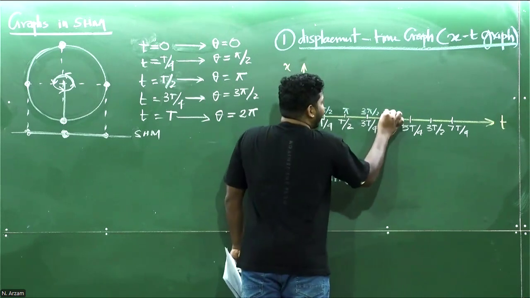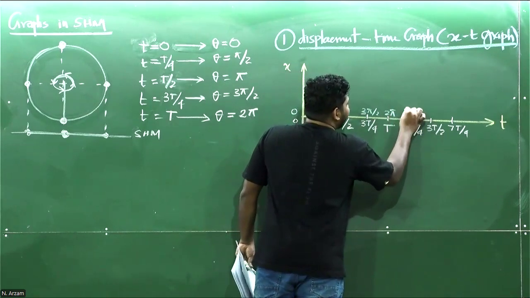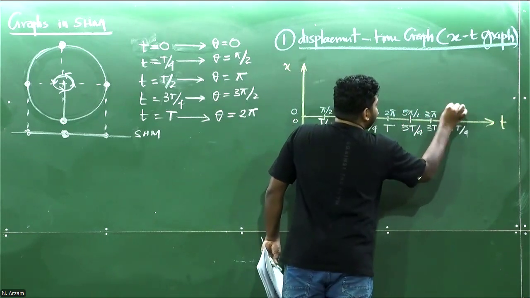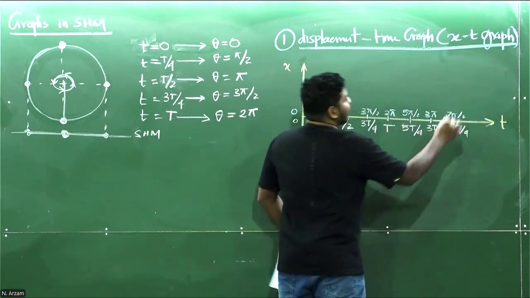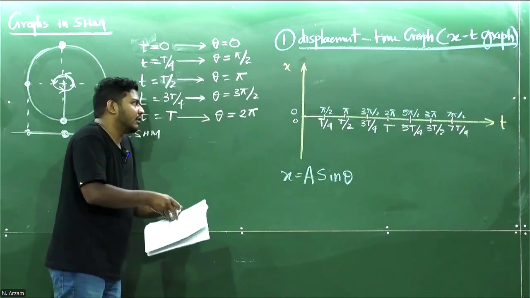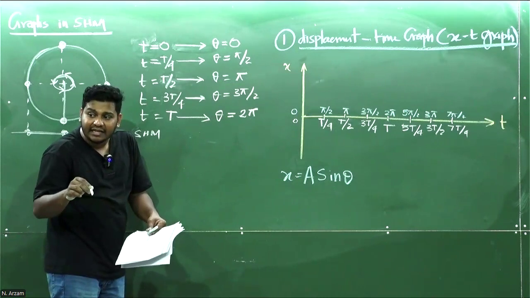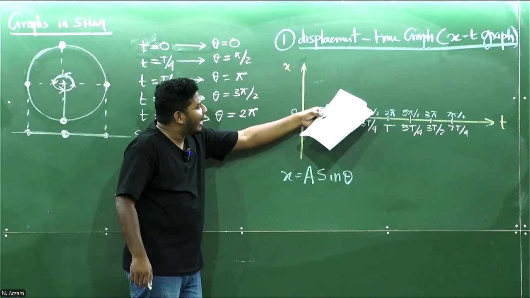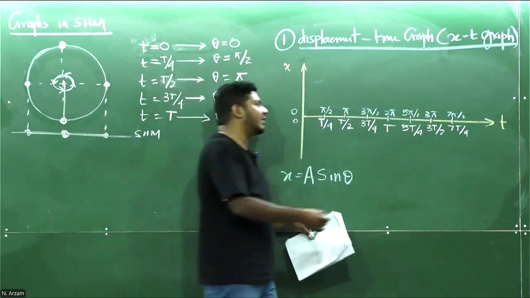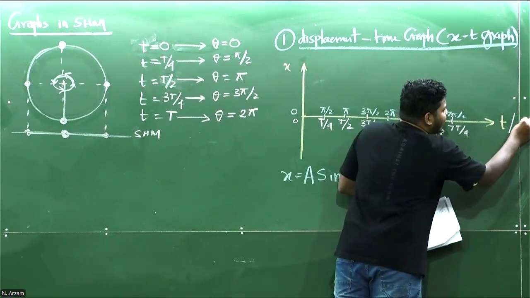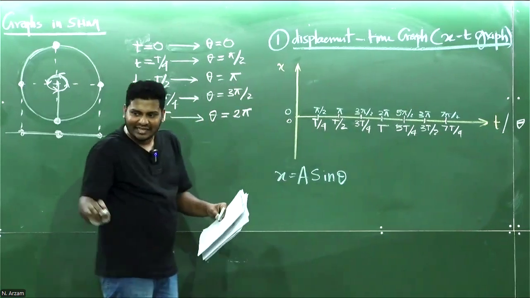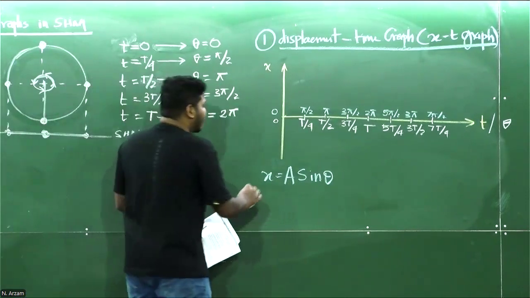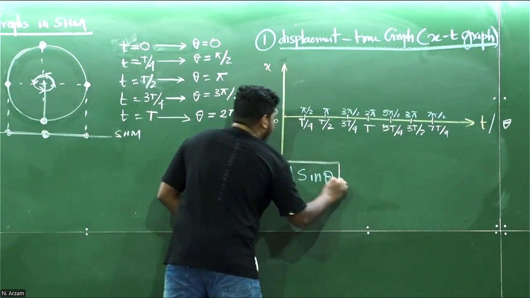This is 4 pi by 2, that means 2 pi. This is 5 pi by 2. This is 6 pi by 2, which is 3 pi. This is 7 pi by 2. So this graph belongs to x-t and x-theta also, because instead of time I have taken the phase also. You can draw this graph for t and theta also. You got this same graph for both, right? Okay, so what I'm going to do here is substitute the values for the sine.